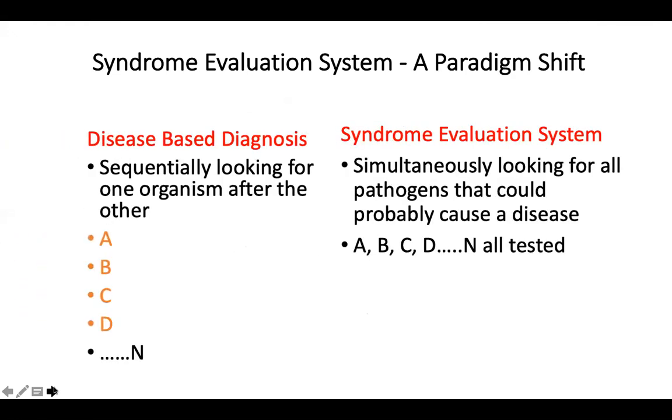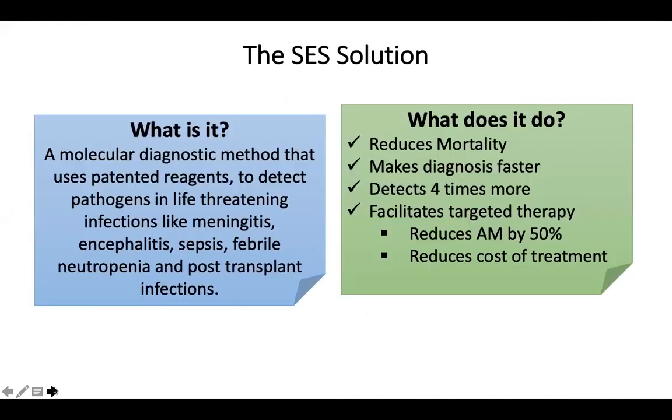And that's what we have done at XCyton. And we created the syndrome evaluation system. It's a molecular diagnostic method that uses patented reagents to detect pathogens in life-threatening infections. It's not only for encephalitis, it's also for meningitis, sepsis, febrile neutropenia, and post-transplant infections. What does it do?